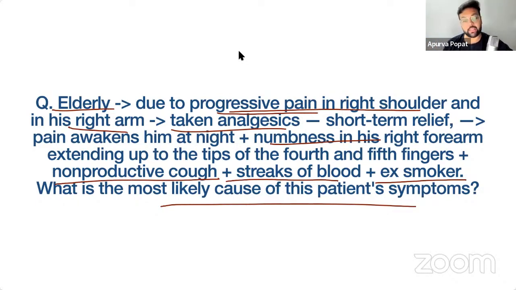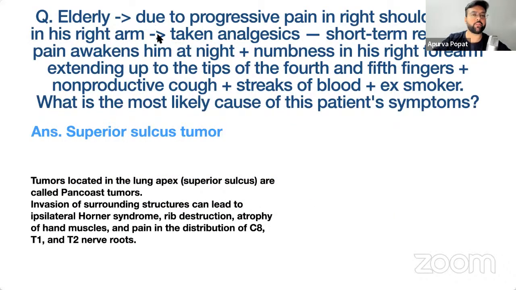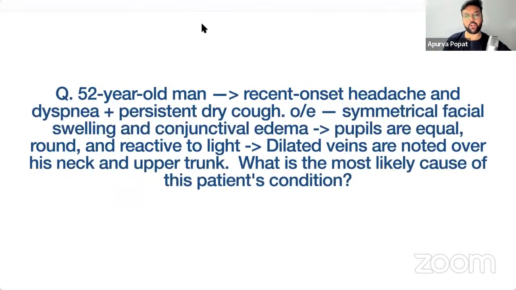If it invades the sympathetic chain, you can get what? Horner syndrome. Ipsilateral Horner syndrome. Excellent, very good. Pancoast tumor is also called superior sulcus tumor, and if you involve the sympathetic chain, you can get Horner syndrome. Perfect.